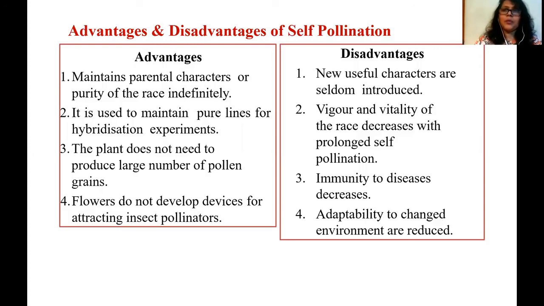And also whenever there is any environmental change, these plants are the first ones to succumb, because they don't have any adaptability to thrive in changed environments. So adaptability to a changed environment is reduced. So these are the advantages and disadvantages of self-pollination.